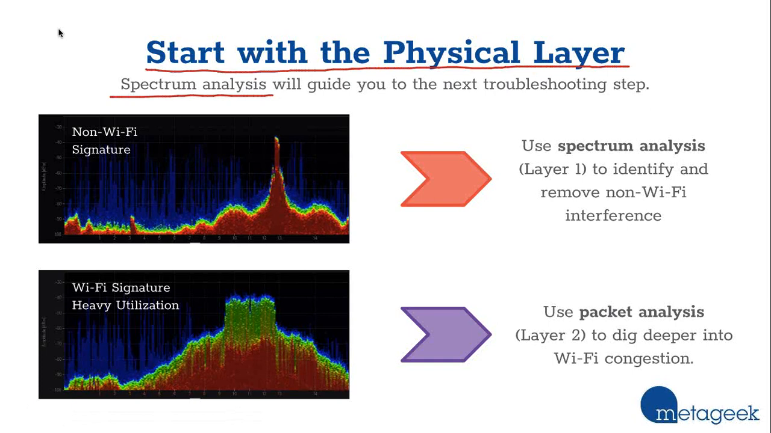In Wi-Fi, the spectrum is the cable. So we need to take a look at the spectrum and make sure there's not something blocking our transmissions between devices. And so I'm always going to start with the physical layer, and I'm going to use spectrum analysis to guide me to the next troubleshooting step.